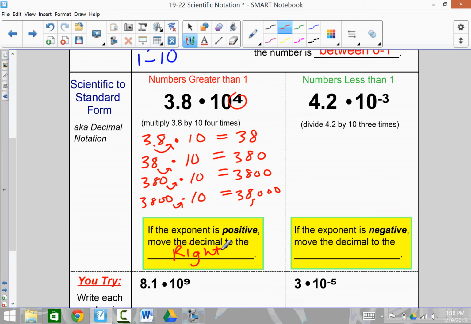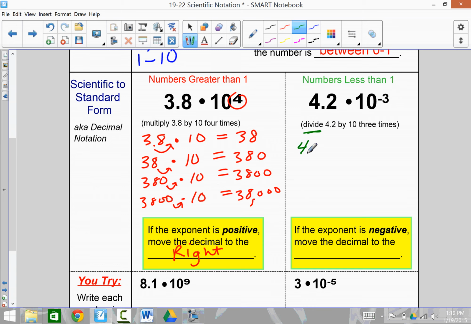What happens then if we have a number that's less than 1? You're going to notice it's a negative exponent. So let's take a look here. What does 4.2 times 10 to the negative 3rd actually mean? It means that you're dividing 4.2 by 10, 3 times. So this negative 3 means that you're dividing. You're not multiplying anymore. You're dividing by 10, 3 different times.